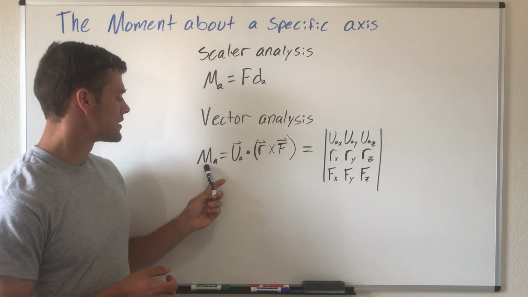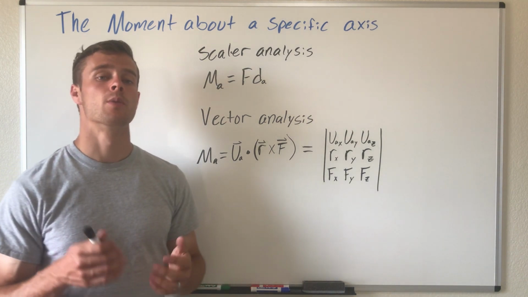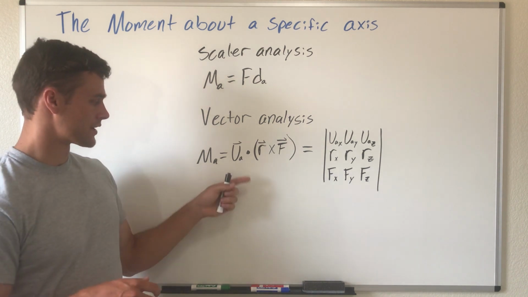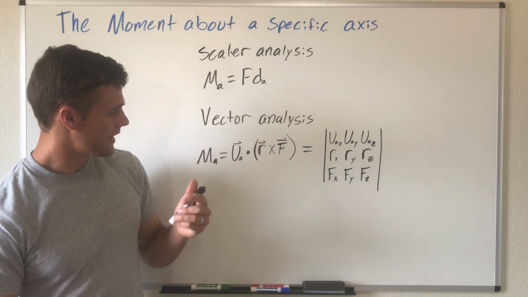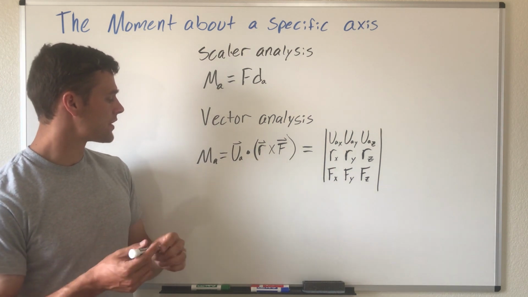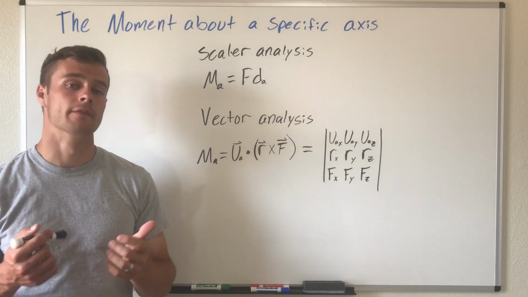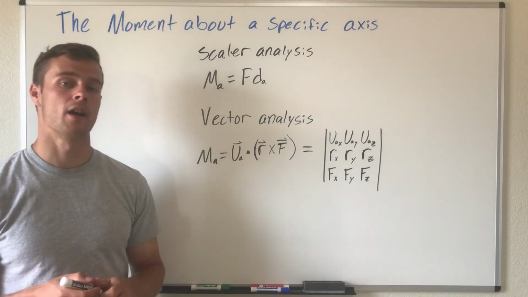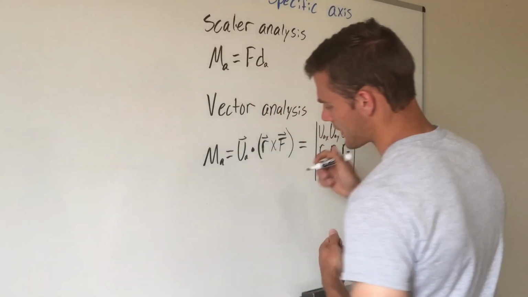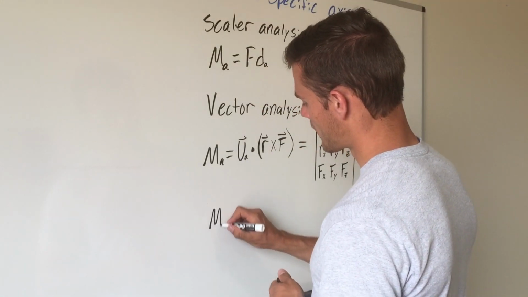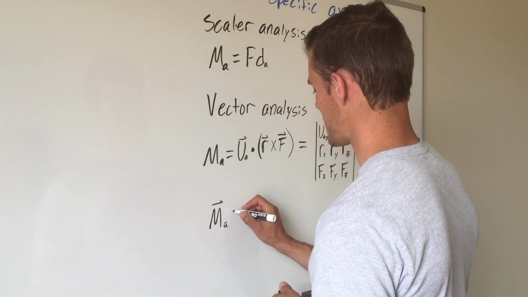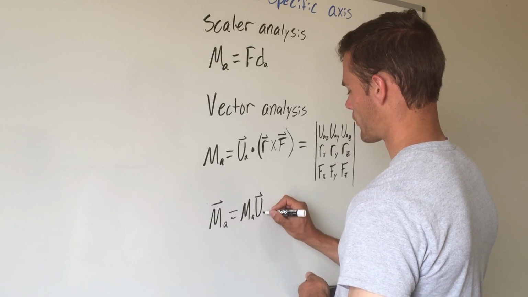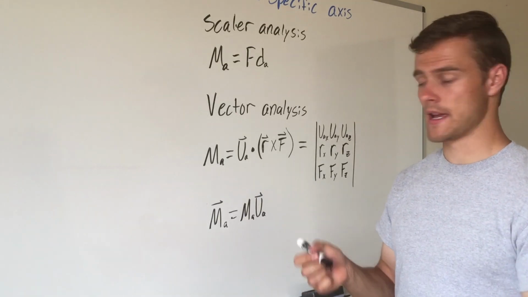But another thing we need to note is that if our magnitude of our moment comes out negative, we know that the moment is going in the opposite direction of our unit vector. And another thing is that if we want to find our moment in vector form, all we need to do is multiply the magnitude by the direction, and we'll get our moment in vector form. And written out, that looks like our moment about axis A is equal to the magnitude of the moment times the unit vector representing that axis that we're calling A.